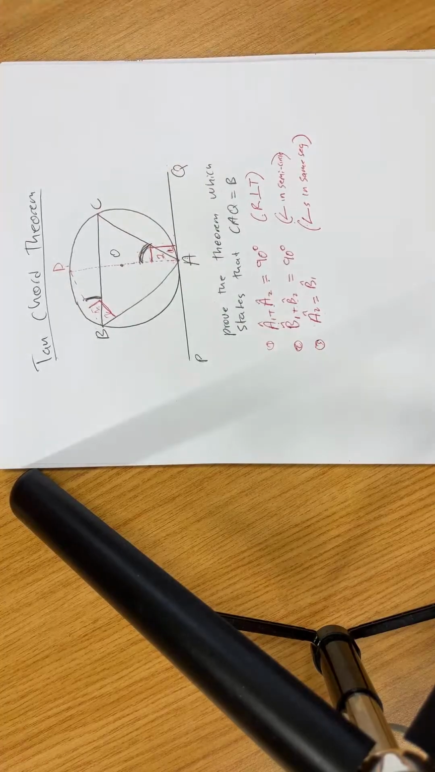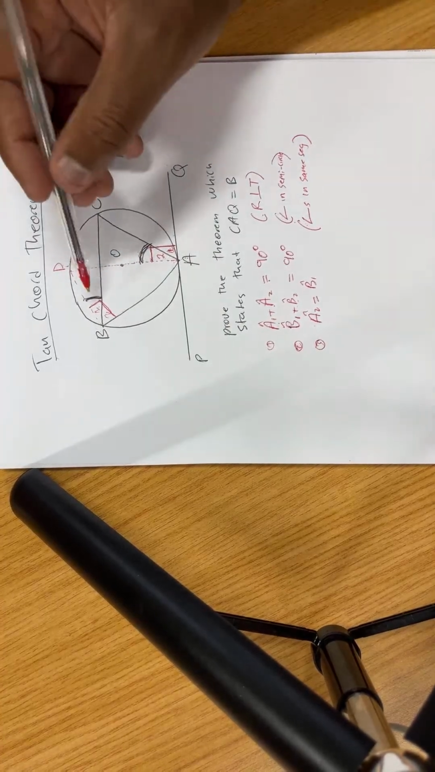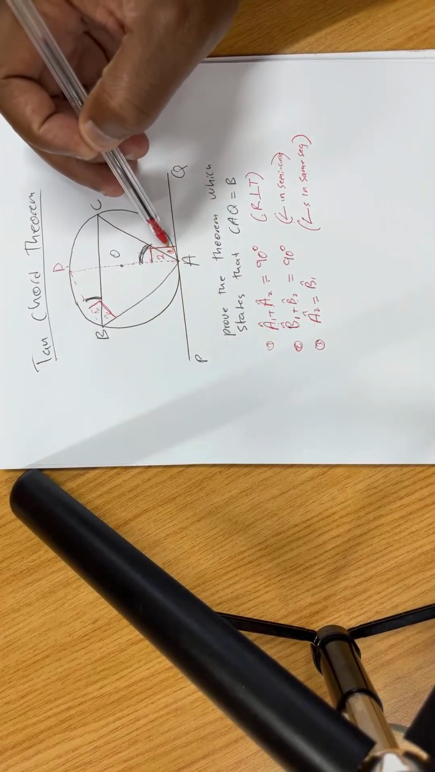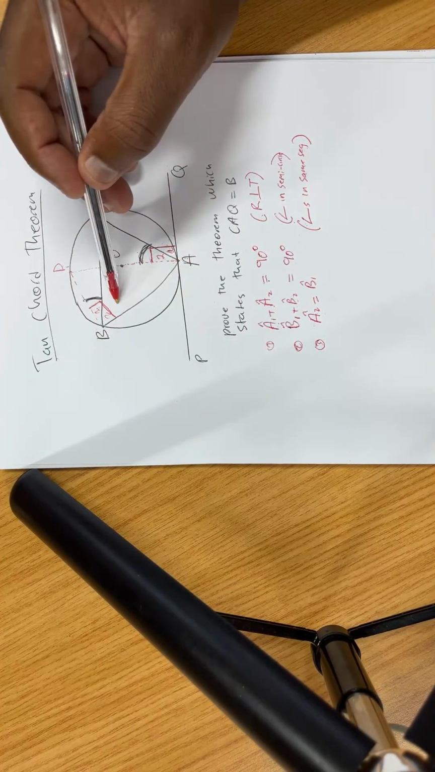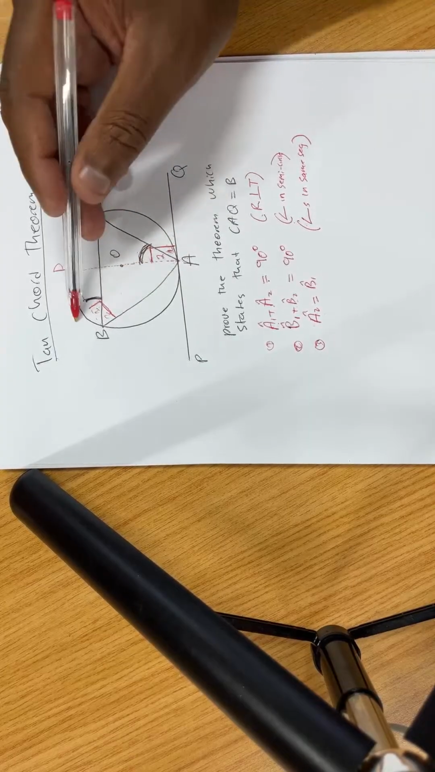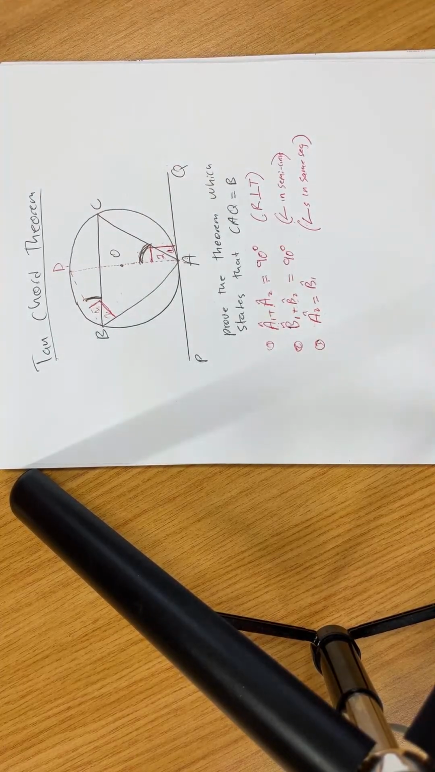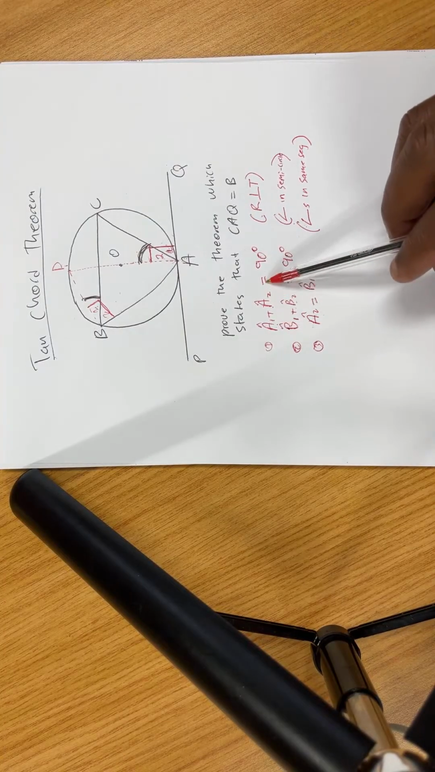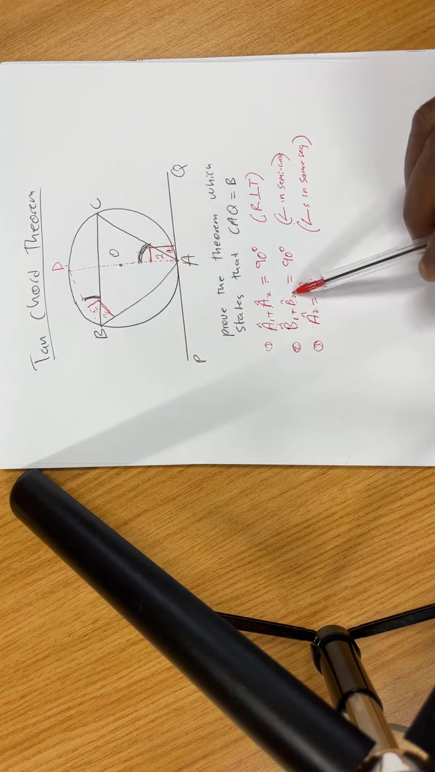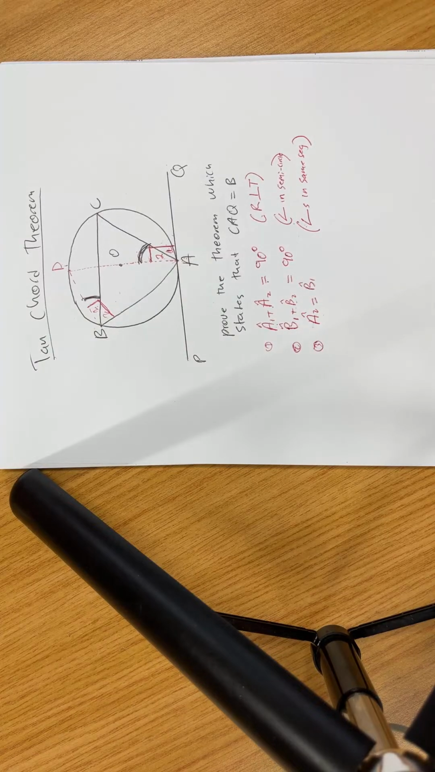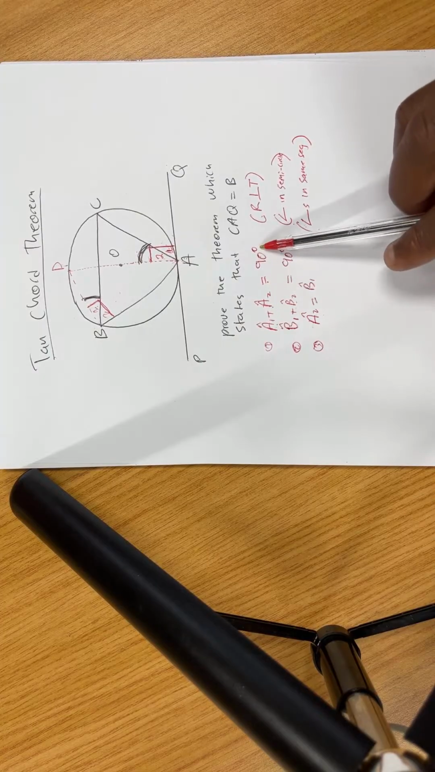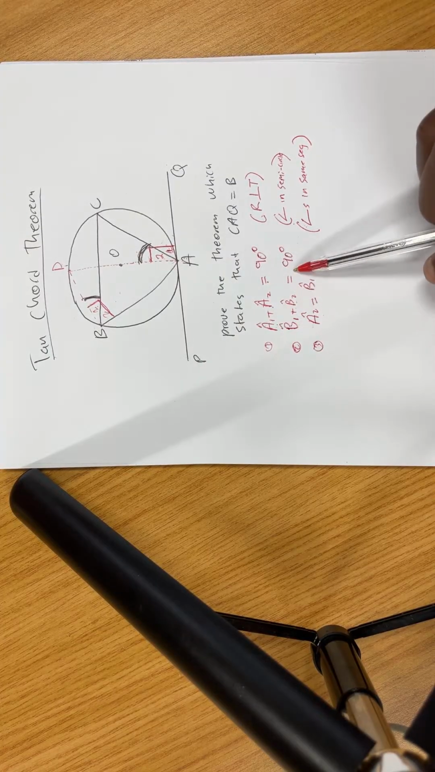So automatically in this case, you can say angle A1 is also angle B2. But if you do not want to do that, you can use A1 plus A2, and B1 plus B2. A1 plus A2 equals 90, B1 plus B2 equals 90, and A2 equals B1.